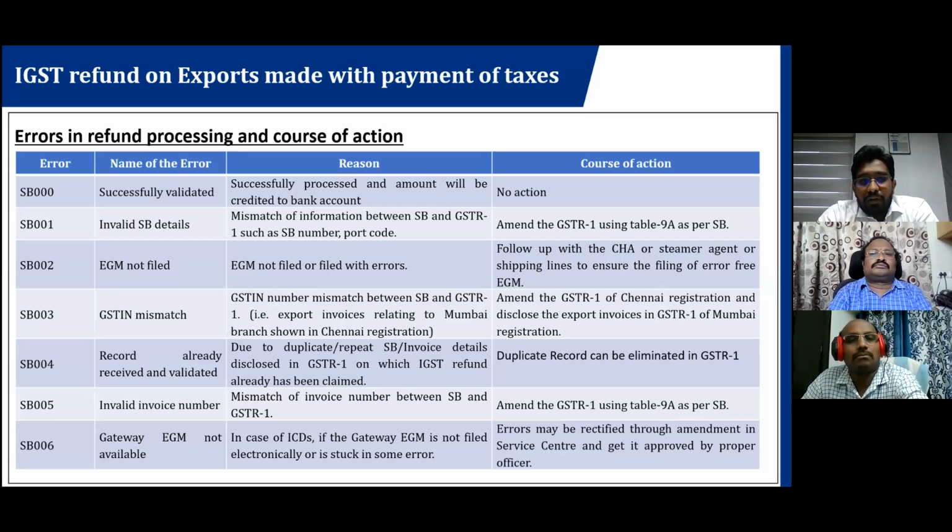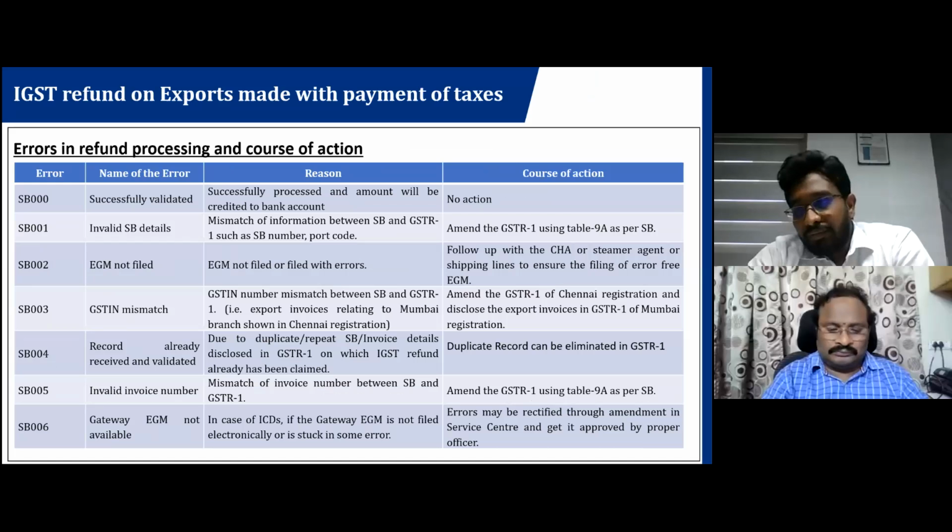Next, SB004, record already received and validated. That means duplication. You have once again entered the same invoice or same shipping bill in the GSTR1. Next, SB005, invalid invoice number. You would have entered an invalid invoice number or date. If you enter it wrongly, the system will throw the SB005 error.